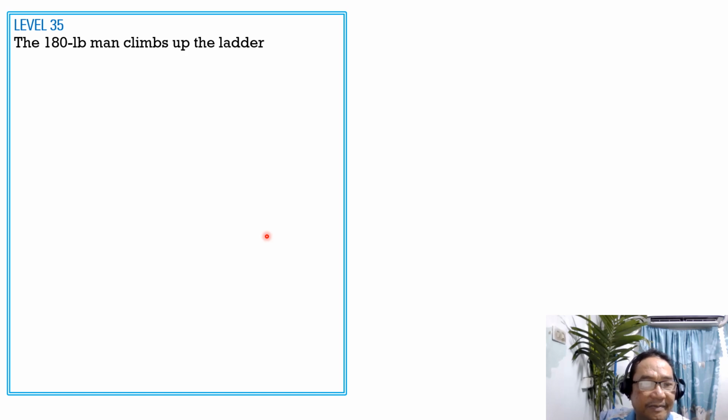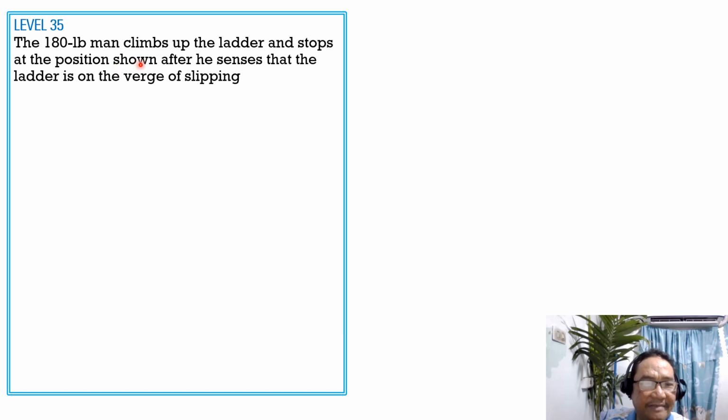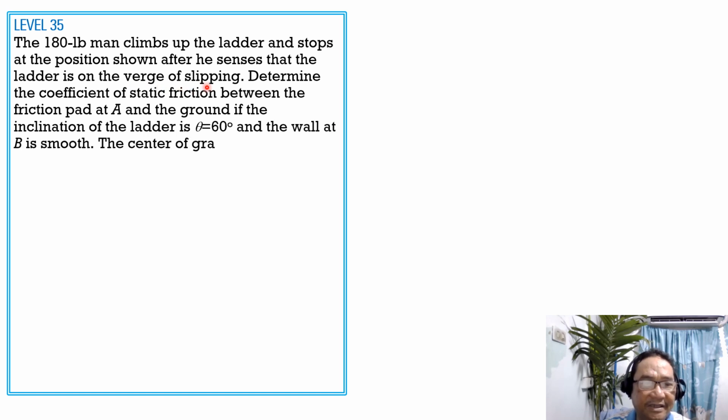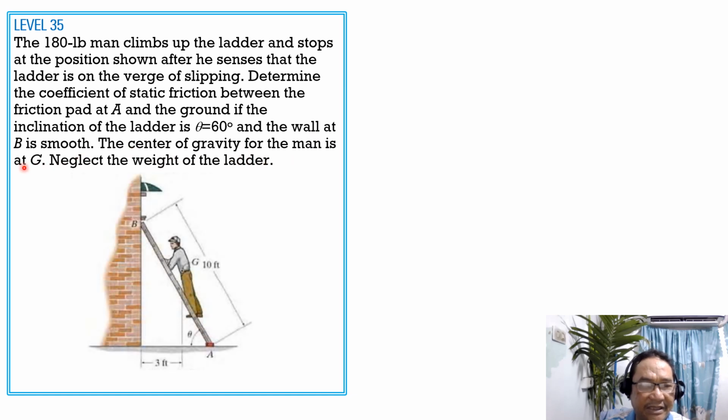Then this is the last problem for this batch. The 180-pound man climbs up the ladder and stops at the position shown after he senses that the ladder is on the verge of slipping. So take note of the statement. The ladder is on the verge of slipping, therefore the maximum frictional resistance, which is mu sub s times N, applies here. So determine the coefficient of static friction between the friction pad at A and the ground if the inclination of the ladder is theta equals 60 degrees and the wall at B is smooth. The center of gravity for the man is at G, and we neglect the weight of the ladder.